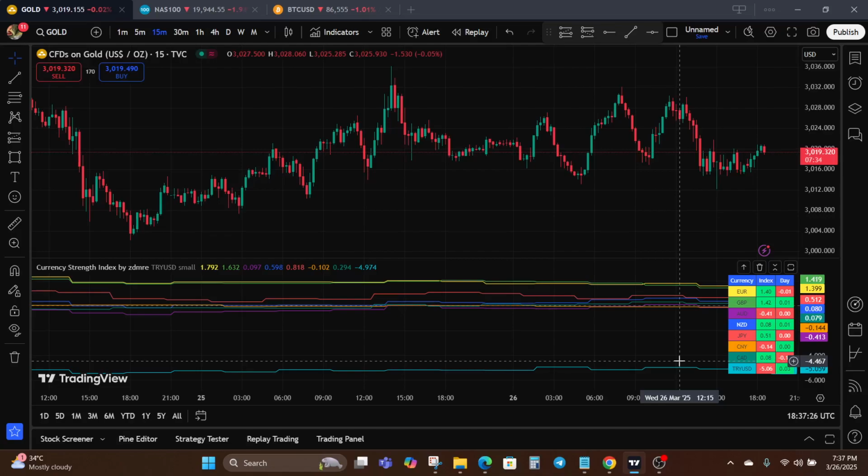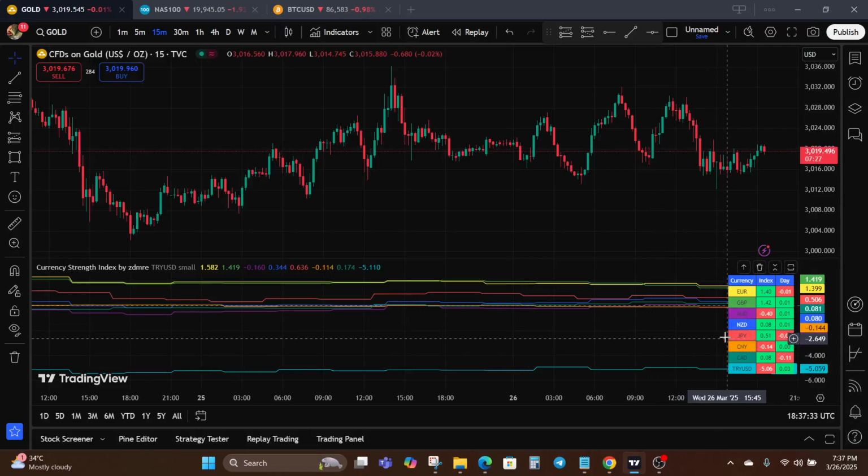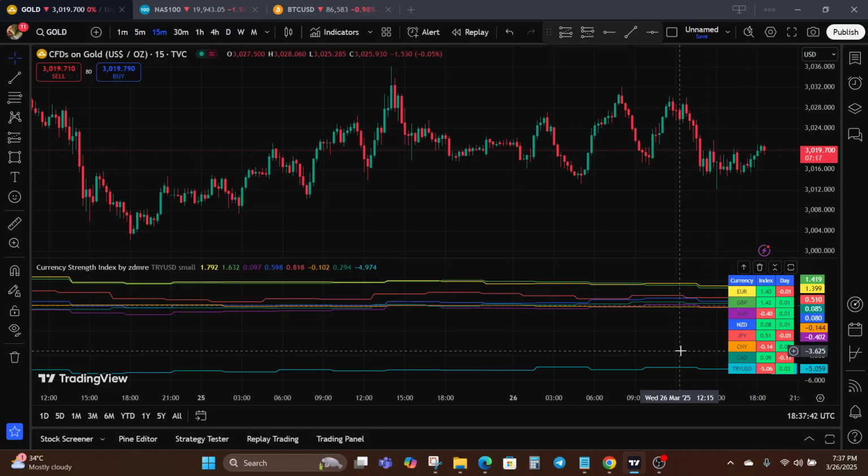For example, if the currency strength index shows that the US dollar is strong, and that the euro is weak, you might look for opportunities to buy the USD and sell the euro, right? So this is where the currency strength index shines, because it gives you actionable insights into which currencies are trending and how to align your trades with those trends.